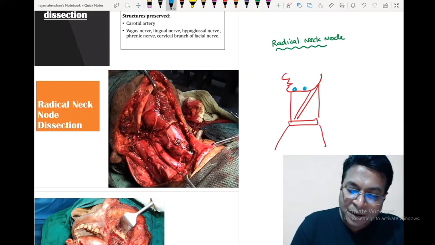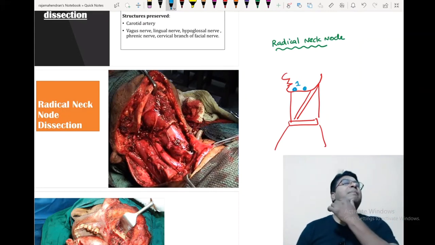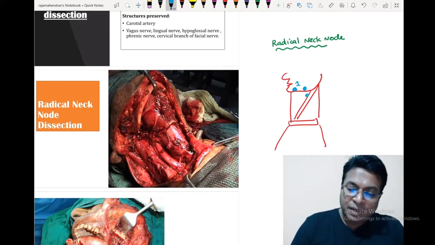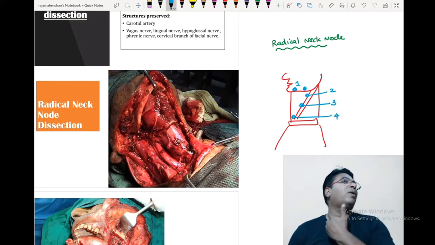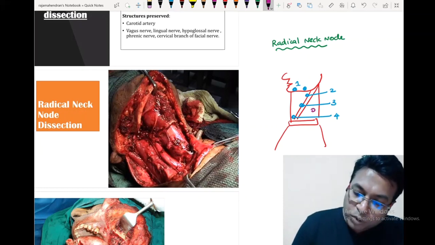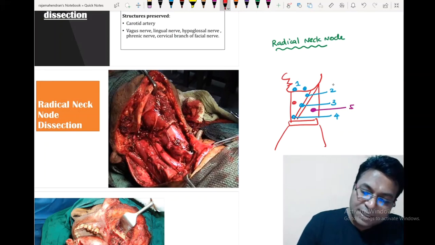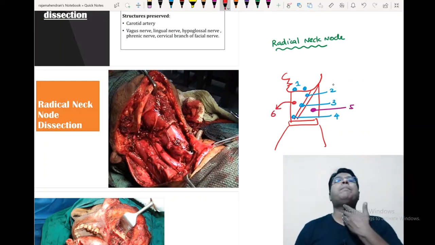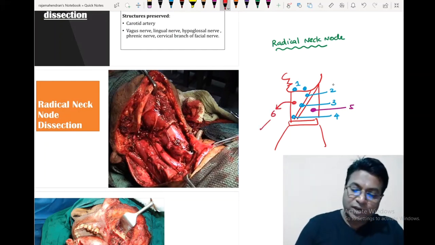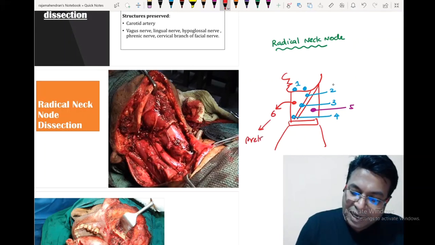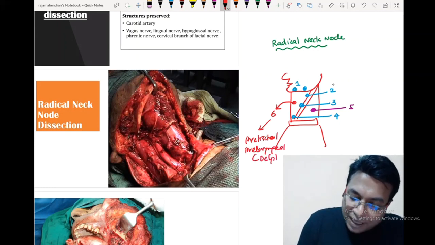Level 1 is submental, submandibular. Level 2 is upper jugular. Level 3 is middle jugular. Level 4 is lower jugular. Upper, middle, lower. Okay. Then 5 is posterior group of nodes. 6 is an MCQ for FMG exam. Please don't forget, 6 is pre-tracheal and pre-laryngeal nodes. Can you tell me what is the name of pre-laryngeal nodes? It is known as Delphic nodes.